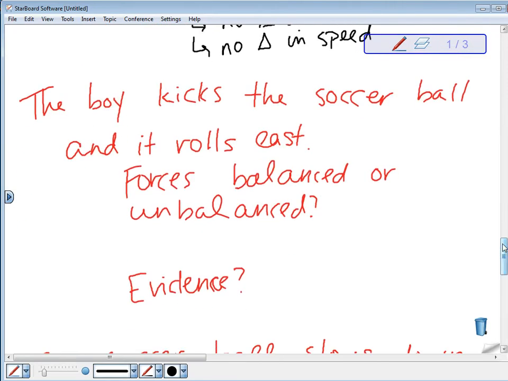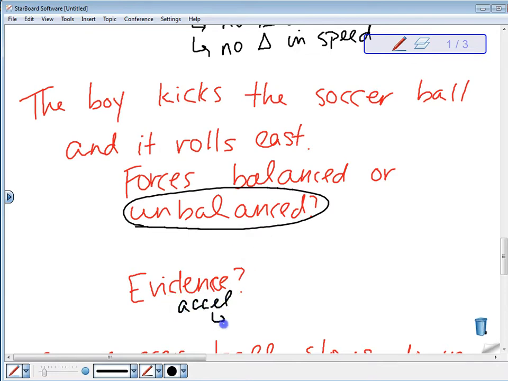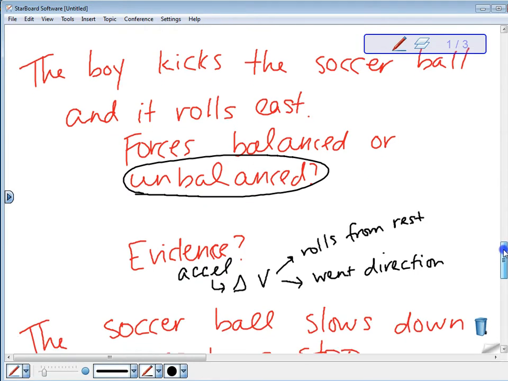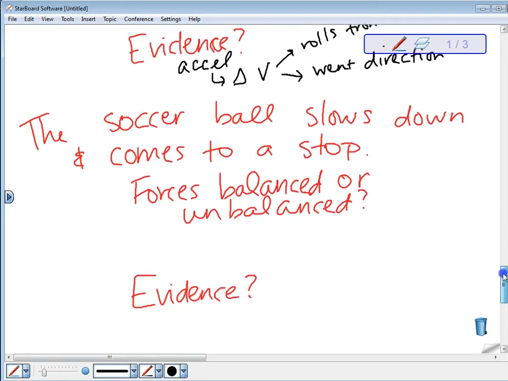A boy kicks the soccer ball and it rolls east. Are the forces balanced or unbalanced? Here, they're unbalanced. And how do we know? Because there is acceleration. There's a change in velocity. It changes speed. Rolling from rest tells us that it's changing speed, and it went a direction when before it had no direction because it was at rest. Right? So there's acceleration because there was a change in velocity.